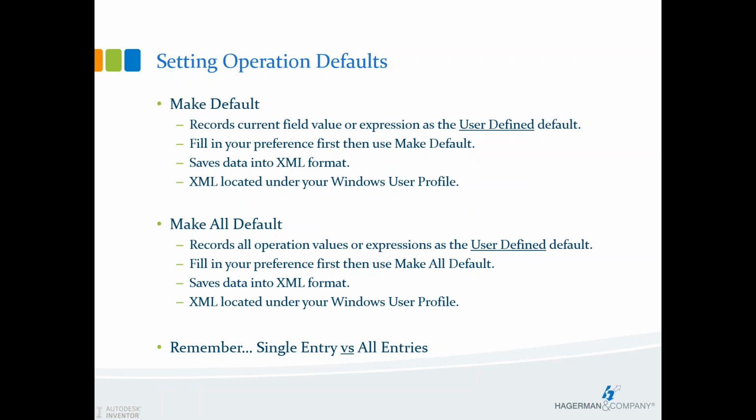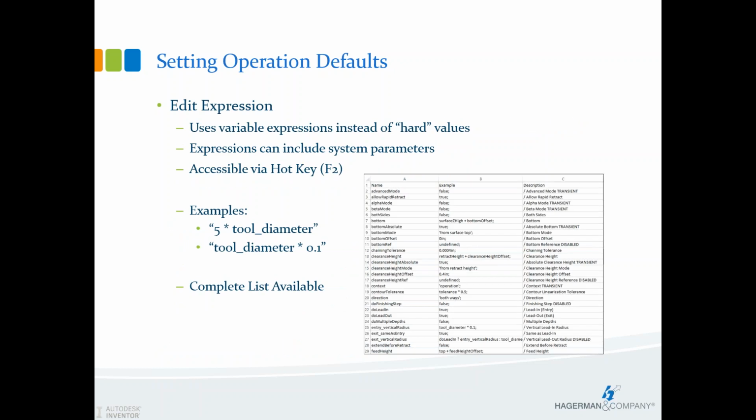Okay, so making all defaults. What that does is the same as a user-defined single line item default, but it takes the entire operation, all 5 pages, and makes it all default. So when you see the word all, be careful because it's setting everything related to a toolpath as a default. Again, it saves everything into an XML format underneath your Windows user profile. So the keywords here: single entry, make default, versus all entries, recording all the defaults. You'll see this in the demo. You also have the 5th item there, edit expression.